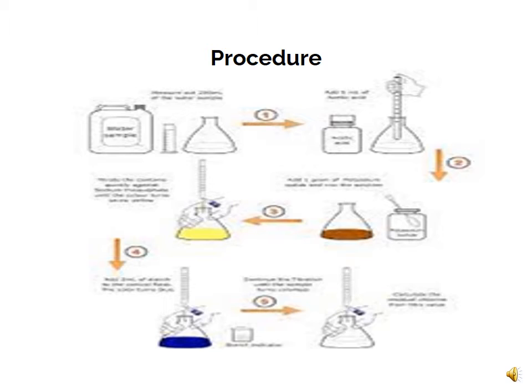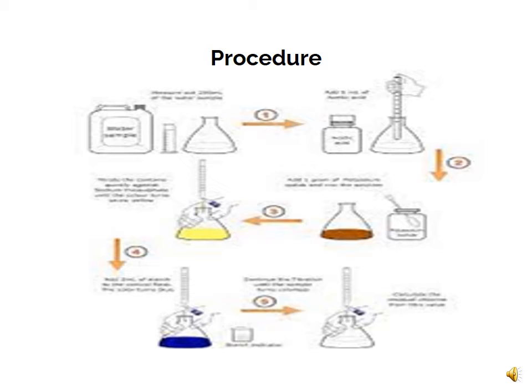In the first step, we take a small amount of water sample and we add acetic acid in it. Then in the second step, we add a small amount of potassium iodide crystals in this water sample. The chlorine present in the water sample oxidizes the iodide ion into iodine, which turns the solution into brown color. Next, the brown color solution is titrated with the sodium thiosulfate solution until it turns into yellow color. Then we add a small amount of starch as an indicator. This converts the solution into blue color of starch iodine complex.